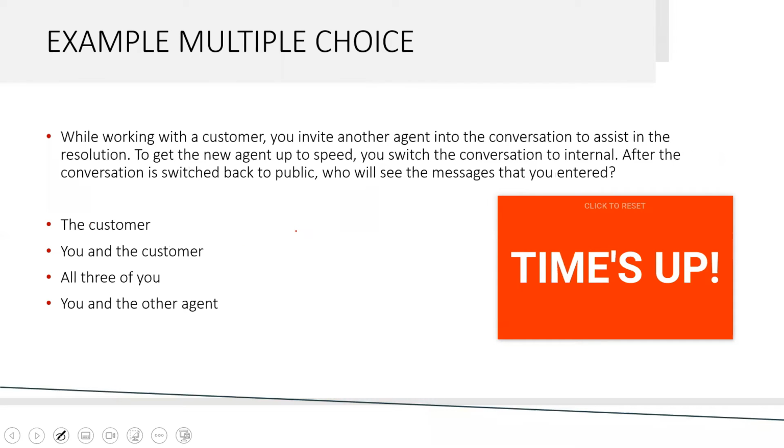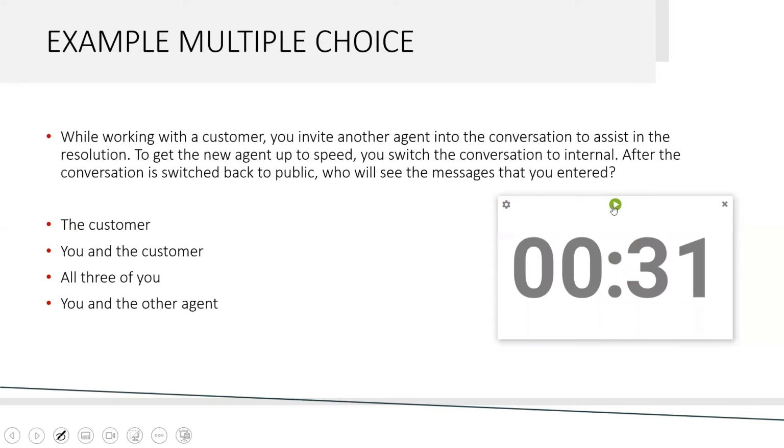The next one we have in line is: while working with a customer, if you invite another agent into the conversation to assist in the resolution, to get the new agent up to speed, you switch the conversation to internal. After the conversation is switched back to public, who will see the message that you entered? Is it only the customer? Only you and the customer? All three of you? Or maybe only you and the other agent, not the customer? Let's get your answers on the chat and let me start the timer now.